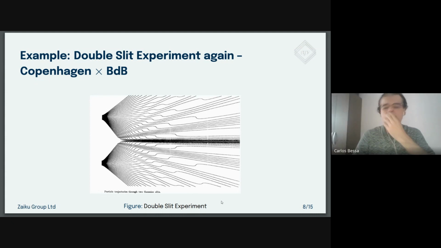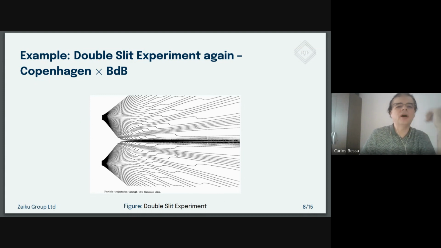So let's see if it works now. We already showed this in the past: this is the double slit experiment. You have here the Copenhagen interpretation versus the Bohm-de Broglie interpretation. The particles in the Bohm-de Broglie interpretation that come in through the top slit have these trajectories, random trajectories, and the particles that come in through the bottom slit have these trajectories here.